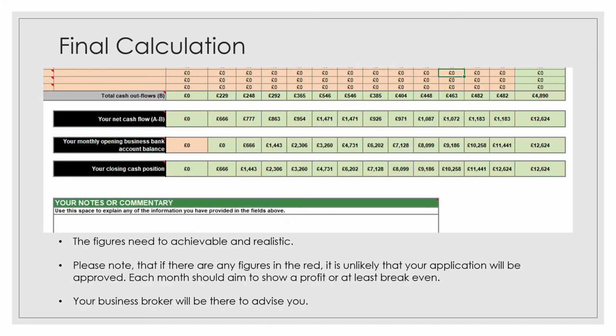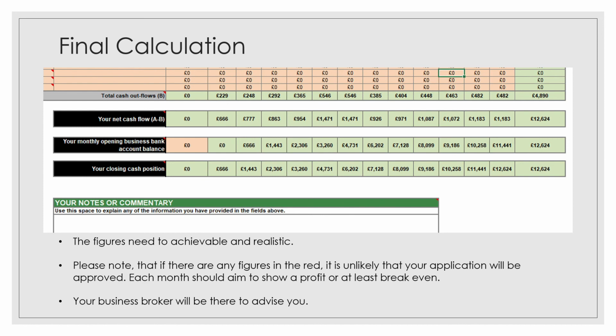For the final calculation, all the figures that you have entered above will now be automatically calculated in the boxes below. So you will see your net cash flow, which is the cash out minus from the cash in, your monthly opening business account balance, and your closing cash position for that month.